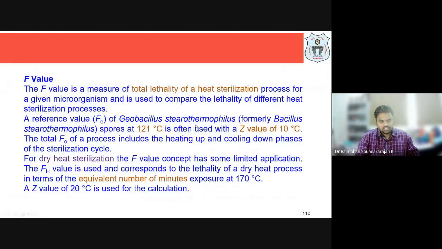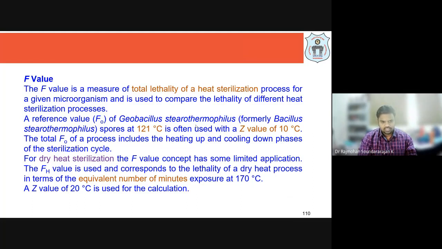sterilization processes. A reference value of F naught of Geobacillus stearothermophilus, formerly called Bacillus stearothermophilus, at 121 degrees Celsius is being used. F value of 121 degrees is used with a Z value of 10 degrees Celsius. So the total F value of a process includes the heating up and cooling down phases of a sterilization cycle.